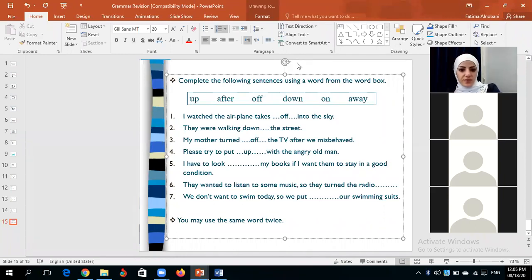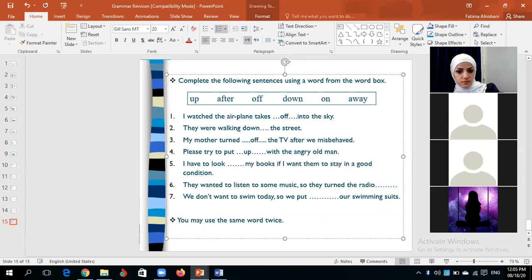Okay, who can do number 5? Number 5, Zaina. Yes, teacher. I had to look my books if I want them to stay in a good condition. To take... to look after. To look after. Yep, to look after my books if I want them to stay in good condition. And of course, none of you do that.